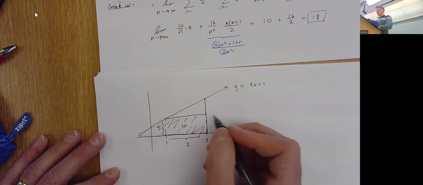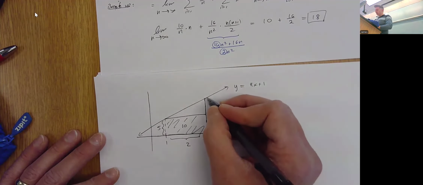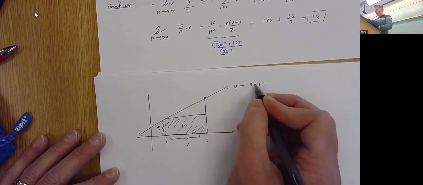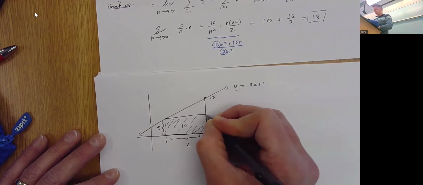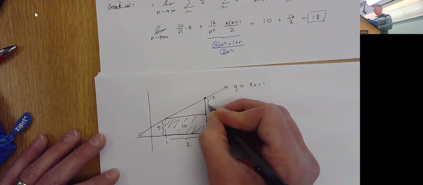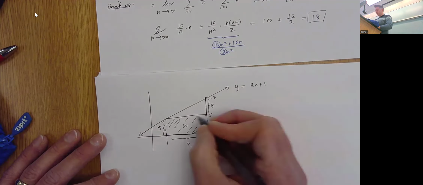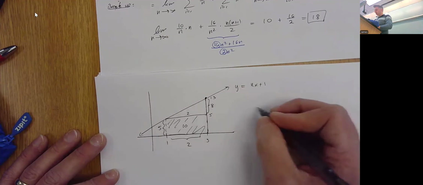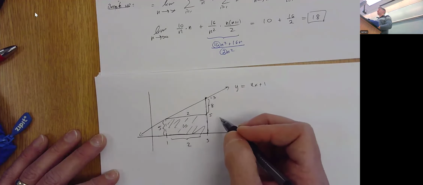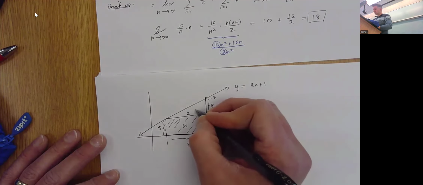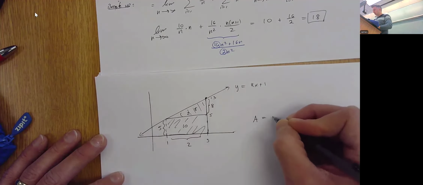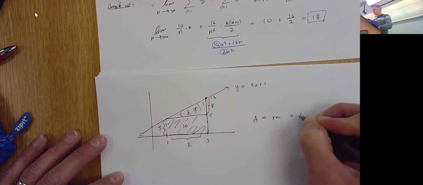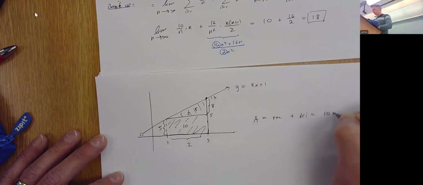And this triangle also has a base of 2. And let's see, this height here, well, if I plug in 3, 4 times 3 plus 1 is 13. That was 5 there. So this height is 8. So the area of my triangle is 1/2 times 2 times 8, which is 8. So the area here is the rectangle plus the triangle, which is exactly equal to 10 plus 8, which is 18.